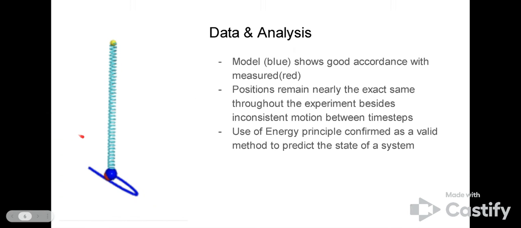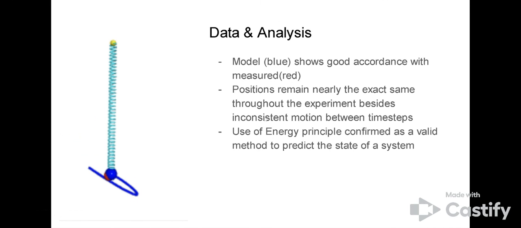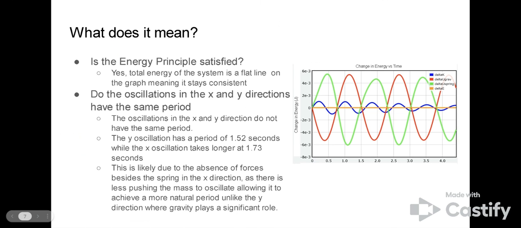So, as you can see here, the blue, which is calculated by the model, showed good accordance with the red, which is the measured, and that remained pretty consistent throughout the experiment. So that was very good. And then the energy principle was confirmed as a valid method to predict the state of the system because that remained consistent and we were using energy to calculate that.